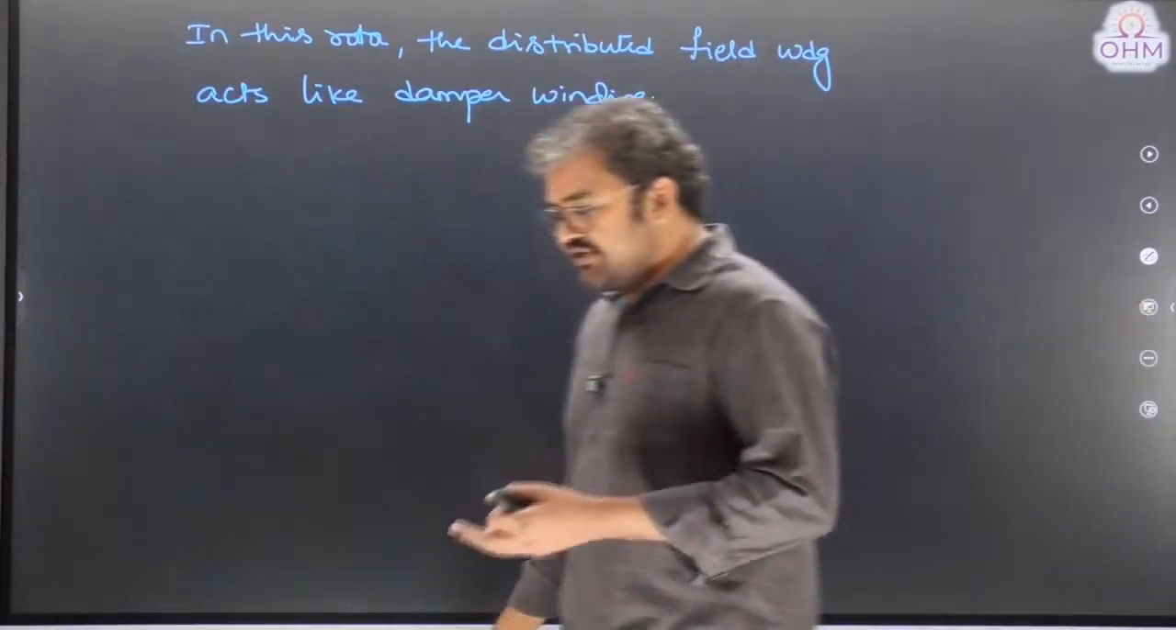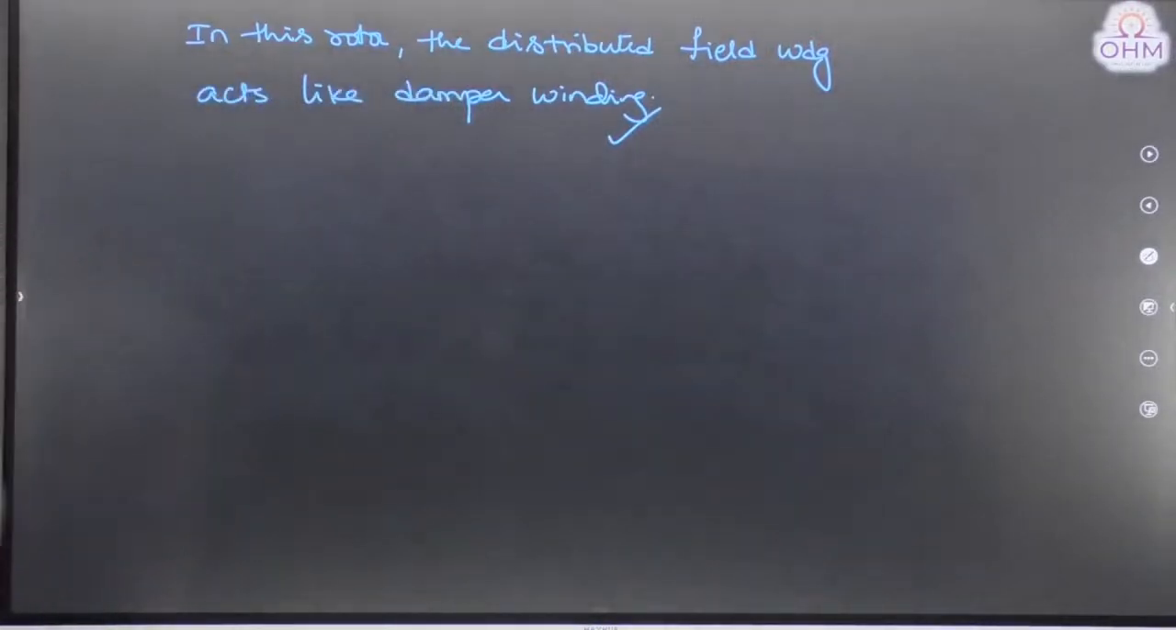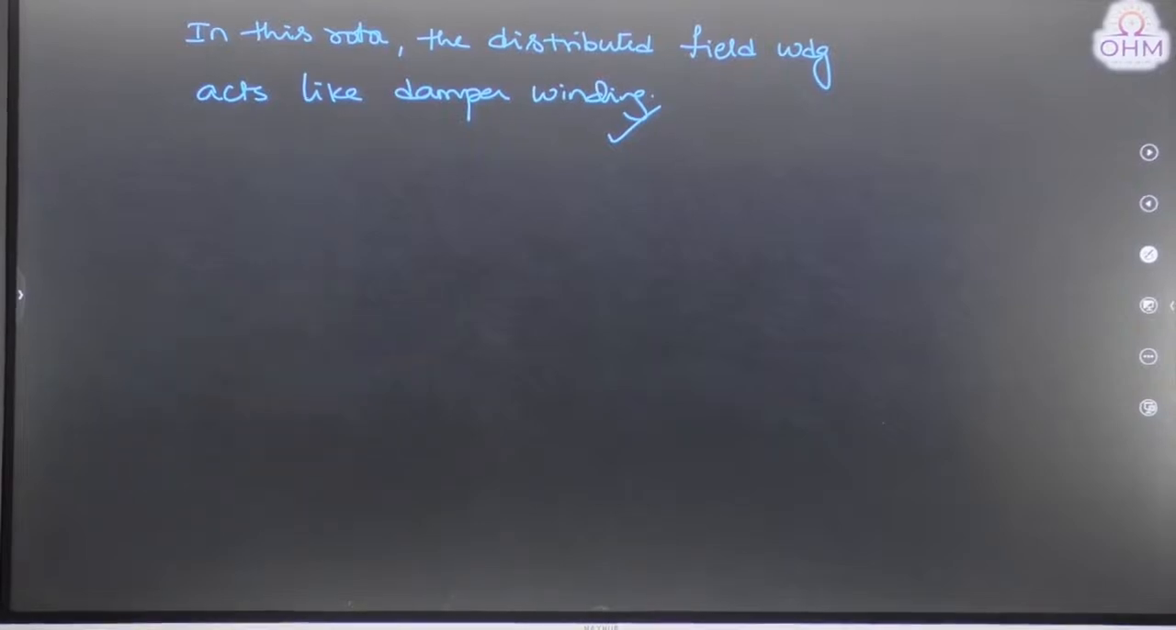That's all. These are the two types of rotors we have: salient pole rotor and cylindrical rotor. Salient pole rotor is used for low speed prime mover applications. Cylindrical rotor is used for high speed prime mover applications. Okay, so that's all about the construction of synchronous machine.